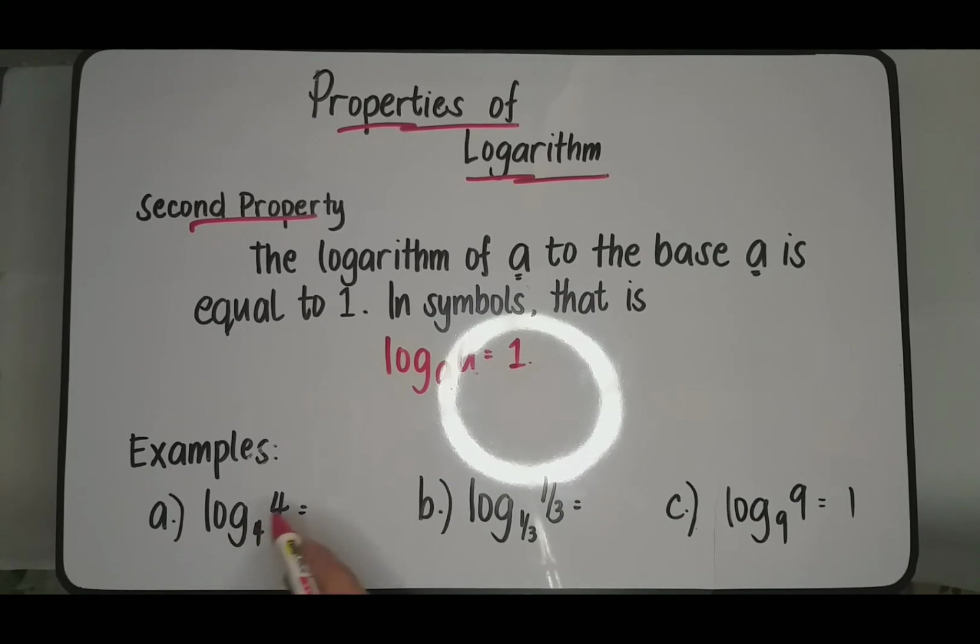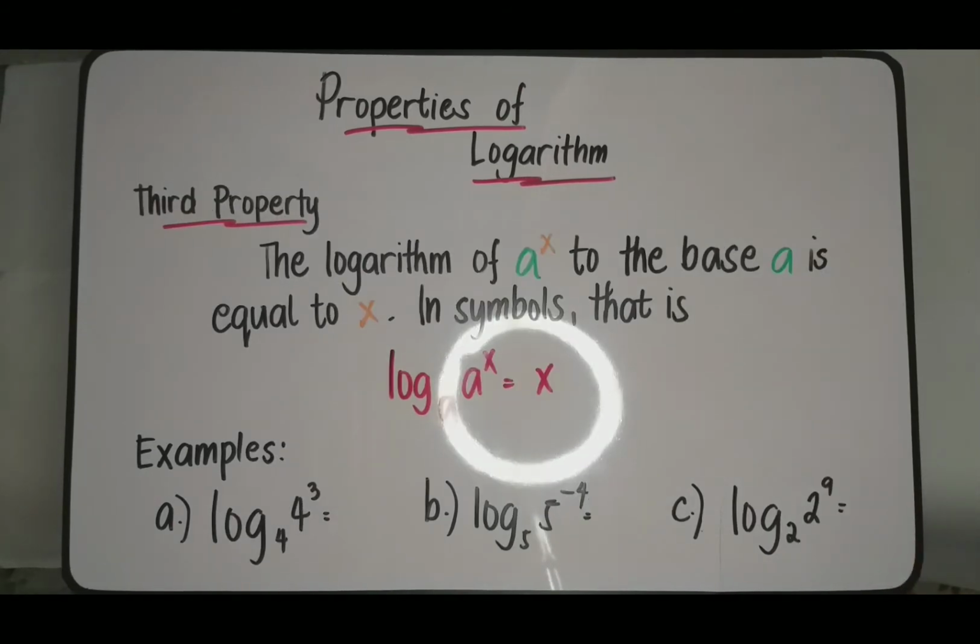Logarithm of 4 to the base 4 equals 1. Logarithm of 1/3 to the base 1/3 equals 1. Logarithm of 9 to the base n equals 1. Now let's proceed to the third property. Let me read. The logarithm of a raised to x to the base a is equal to x. In symbols, that is, logarithm of a raised to x to the base a equals x.